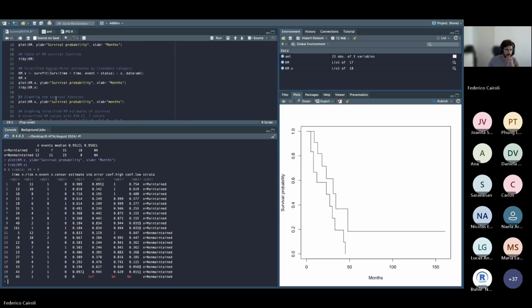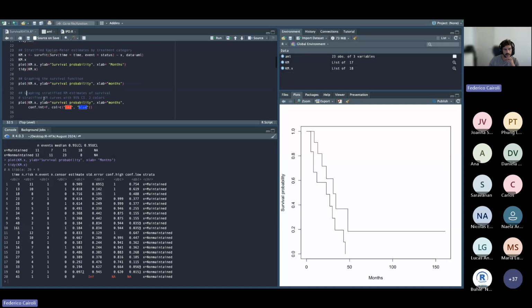So, let's go. The next thing is that we can improve this Kaplan-Meier curve a little, until we have survival curves similar to the ones we have seen in the New England Journal of Medicine. How can we do that?